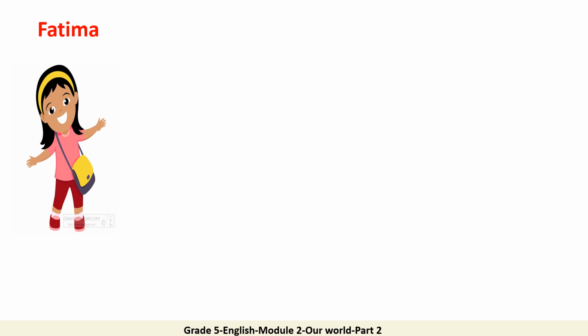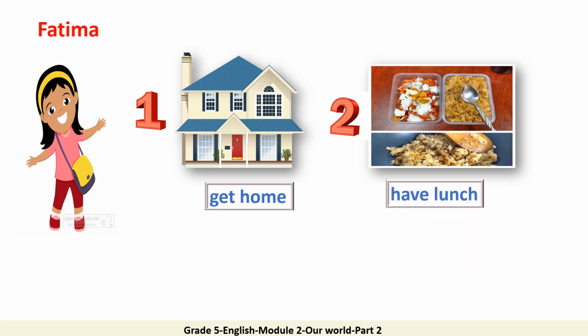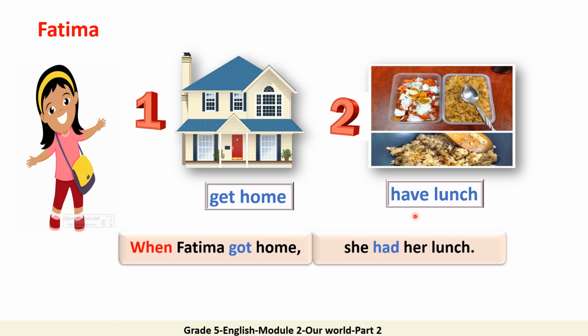It's time to talk about the actions that happened in the past using when at the beginning of the sentence and mid-sentence. We will talk about what did Fatima do yesterday, but in order. 1. Get home. 2. Have lunch. Remember, we need to change the verbs into their past forms. So get will be got and have will be had. I will make this example for you. When Fatima got home, comma, she had her lunch, full stop.